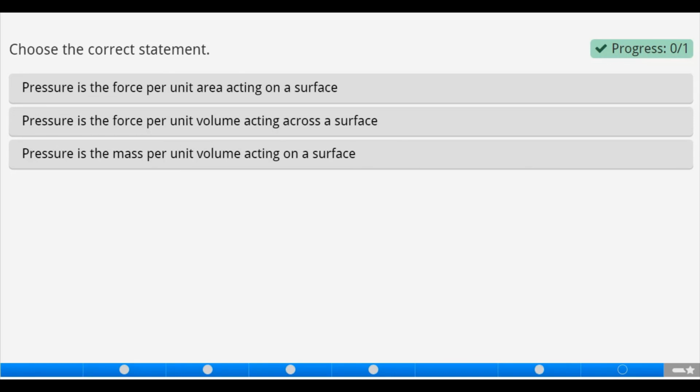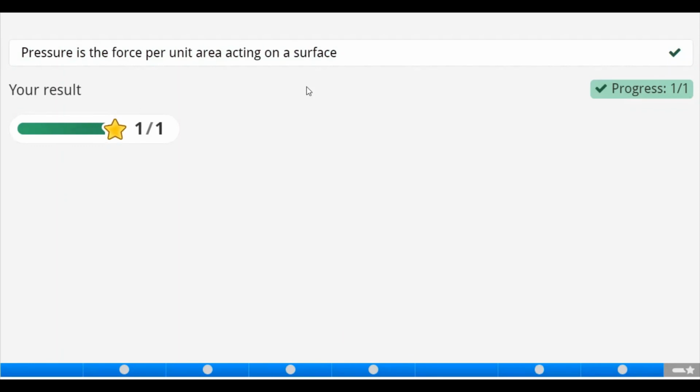Pressure is the force per unit volume acting across a surface. No. Force and area are two components of pressure. Pressure is the mass per unit volume acting on a surface. The statement is wrong. So pressure is the force per unit area acting on a surface. You can see that's correct. With this, we've come to the end of today's class.